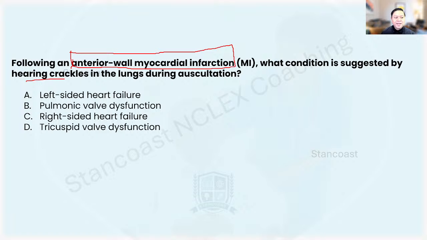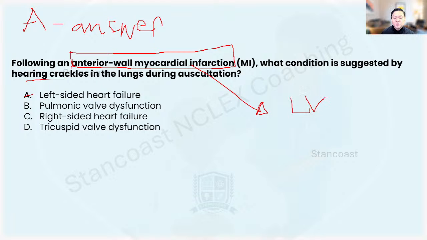So let's take a look at letter A, left-sided heart failure. Is that correct? Yes, that is the correct answer. Let me write that down here. Correct answer, letter A. Because an anterior wall MI will actually impair the function of the left ventricle, which is basically the chamber responsible for pumping the blood from the left ventricle into the body, the systemic circulation.